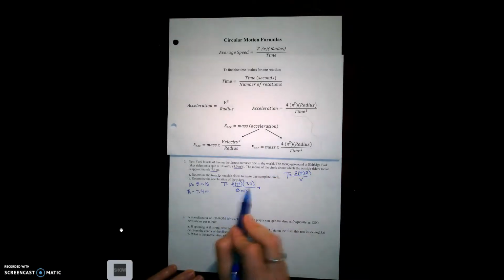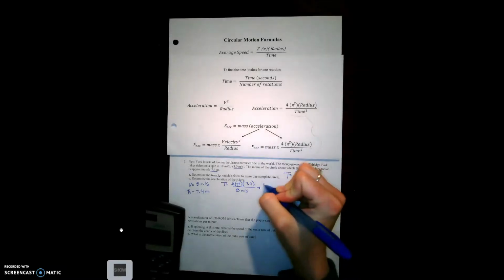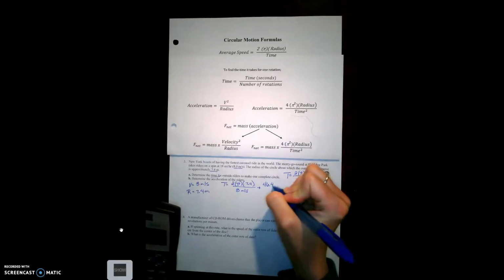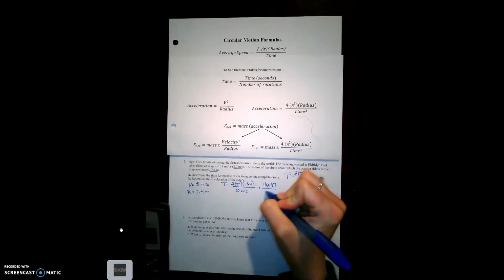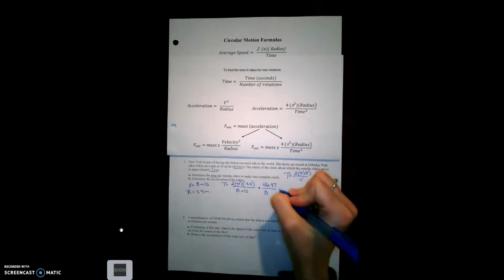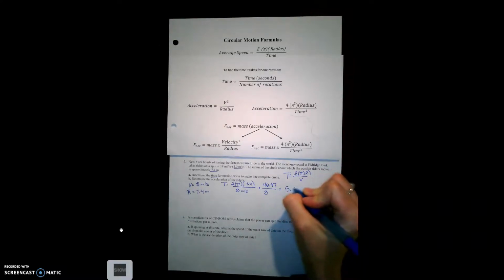So you're going to multiply these two top numbers together. So 2 times 3.14 times 7.4 will give you 46.47, and then bring over that 8 and divide those two numbers, and you'll get 5.8 seconds. So that was your time.